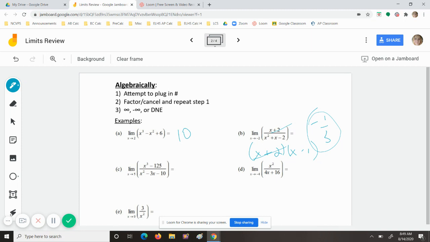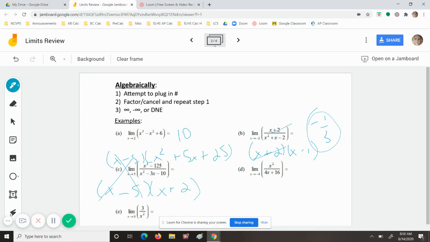For part C, we're going to have to factor again. Can't plug in 5 because we'd get 0 over 0. So if we factor the top, that's a difference of cubes, which would be x minus 5 times x squared plus 5x plus 25. On the bottom, we would have x minus 5 and x plus 2. The x minus 5's cancel out.